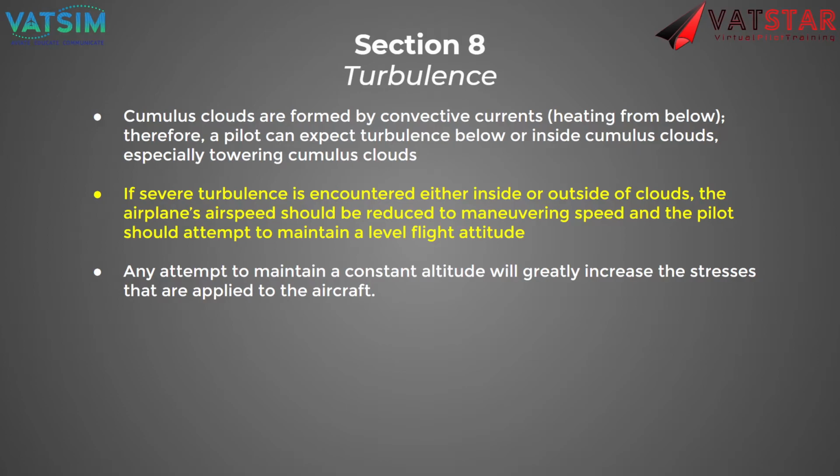If severe turbulence is encountered either inside or outside of clouds, this is critical. The airplane's airspeed should be reduced to the maneuvering speed, and we talked about maneuvering speed either last week or the week before. And the pilot should attempt to maintain a level flight attitude. Here's what's critical: do not attempt to maintain your altitude. You're not going to win a fight against turbulence, because you're going to be going up and down in unstable air, and if you try to maintain altitude, you're going to end up in a stall. So it's important that you just try to maintain level flight when you're in turbulence.